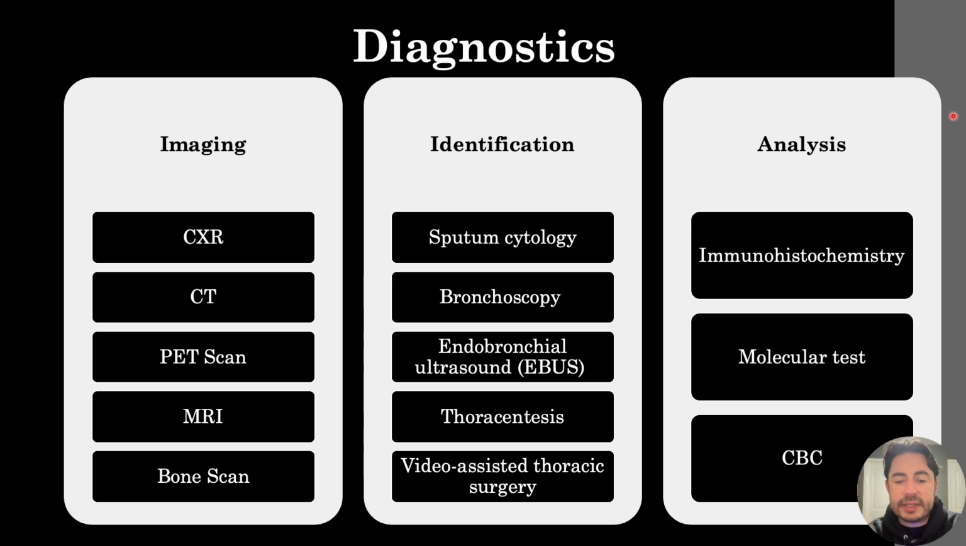We can do a thoracentesis. We can do that video assisted thoracic surgery. Remember, that's that teeny tiny microscopic incision so that we can get that peripheral abnormal cell growth. Then there's analysis. You've got the immunohistochemistry that we can do. We can do a molecular test and we can look at the CBC. So, a number of different tests when it comes to diagnosing cancer.